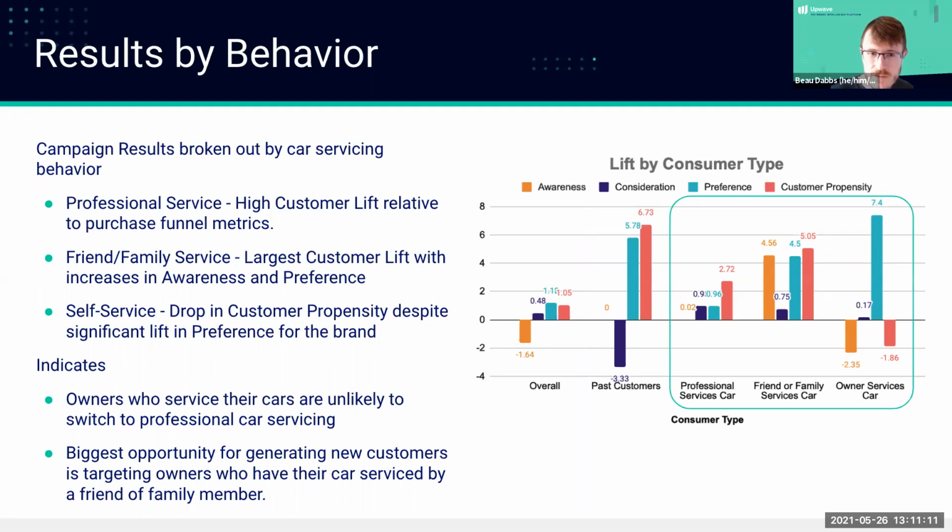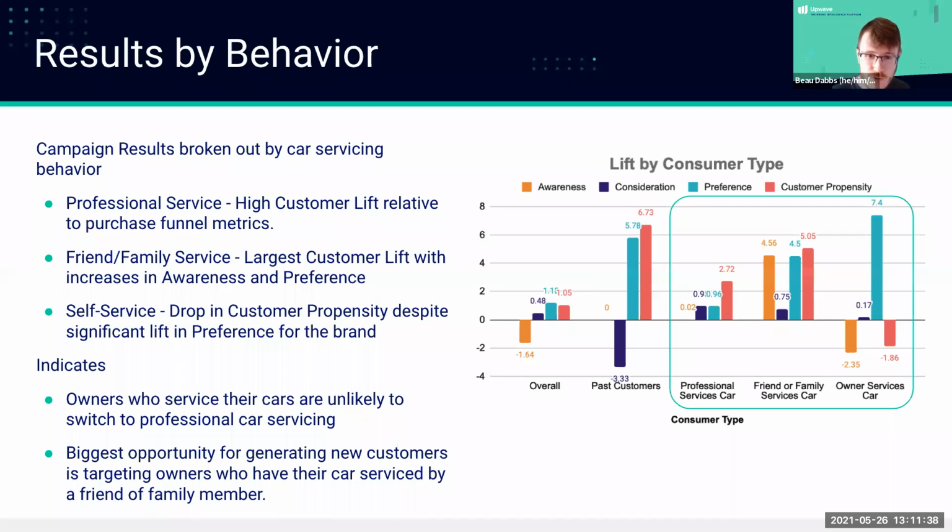And then next, we consider lift broken down by car servicing behavior. So we break this into 3 groups. So first, you can look at consumers who typically have their cars serviced by professionals. Among this subset, we see a moderate level of customer lift, which was accompanied by small lifts in both consideration and preference. For consumers who have a friend or family member service their car, we are seeing the largest levels of customer lift, accompanied by large lifts in both awareness and brand preference.